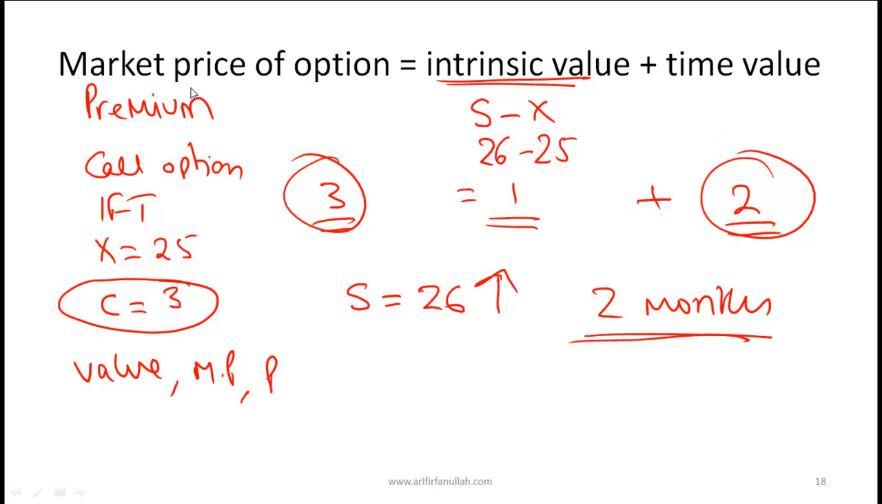So the basic relationship that you need to memorize is that the market price of an option at any given point in time is equal to the intrinsic value, which is stock price minus exercise price for a call option, plus the time value. This same relationship will hold for a put option, but obviously in a put option the formula for intrinsic value is slightly different. So for a put, the intrinsic value would be X minus S.